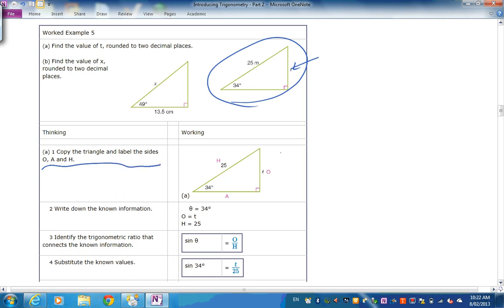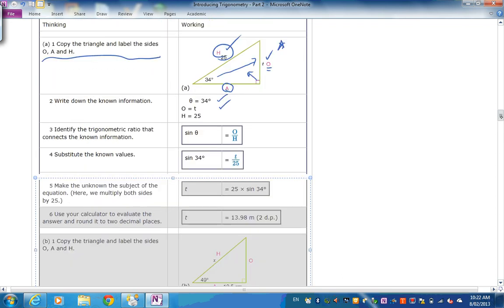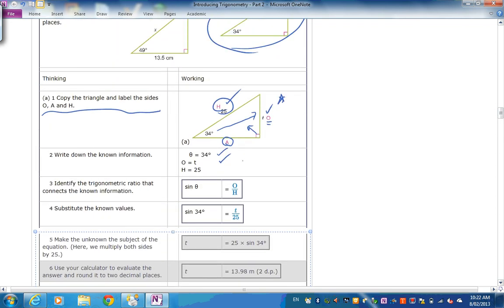You think, now copy the diagram down. I'll go to the angle, I'll look out. Oh, that's the opposite, the T side. Go to the 90, that's the hypotenuse, and this is the adjacent. Now if I want to work out T, I'm trying to find that. What's the only other side I've got? The hypotenuse. So let's write it down. I've got an angle of 34. The opposite is T, and the hypotenuse is 25.